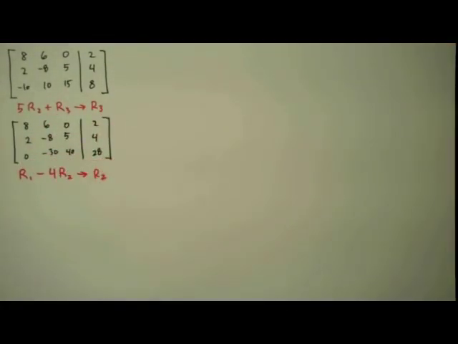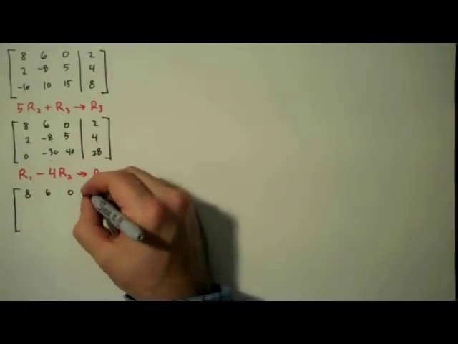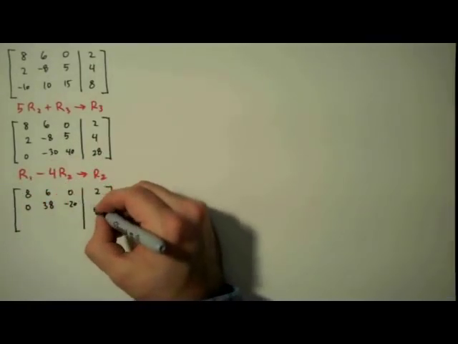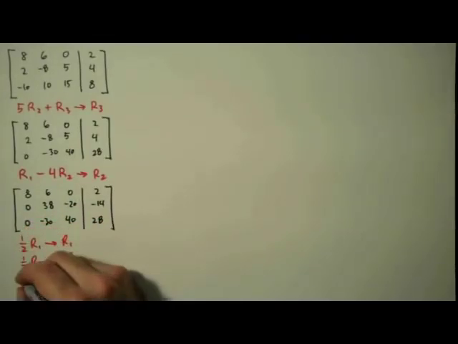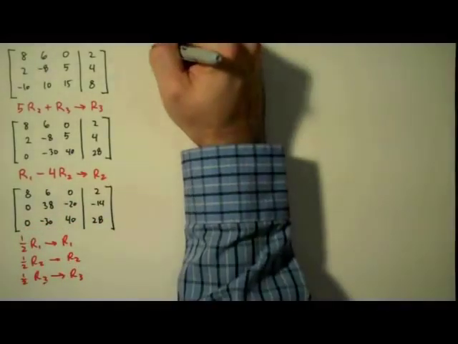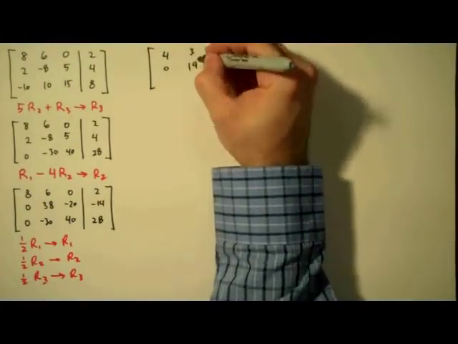Next, we'll take row 1, subtract 4 times row 2, and replace row 2 with the result. This gives us a 0 in the first entry of row 2. And at this point, all of our entries are even numbers. So we'll do 3 steps in 1 and multiply every row by 1/2.